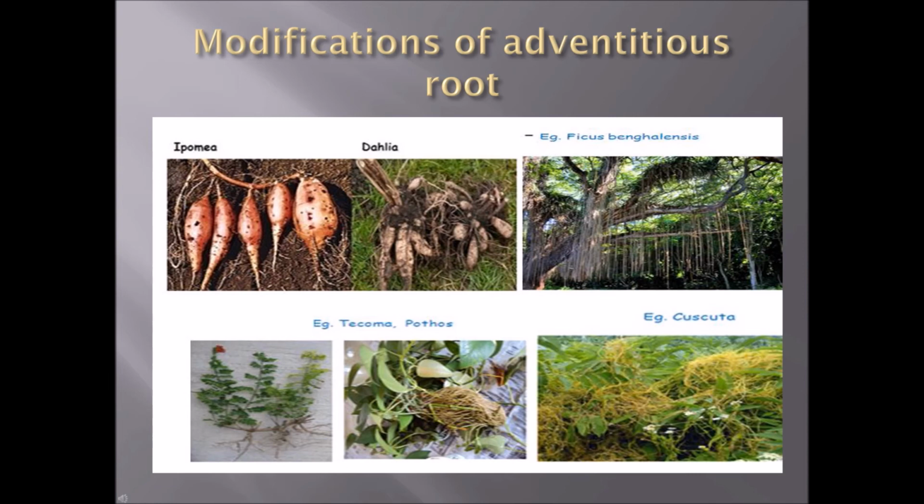Here are the images of modification of adventitious root. First is Ipomoea, which is the food storage root, and next is Dahlia, and the next image you can see is Ficus bengalensis. So that is the prop roots. From the stem the root arises. Tecoma and pothos have clinging roots which grow all over the stem, and last is the parasitic root, that is the Cuscuta.